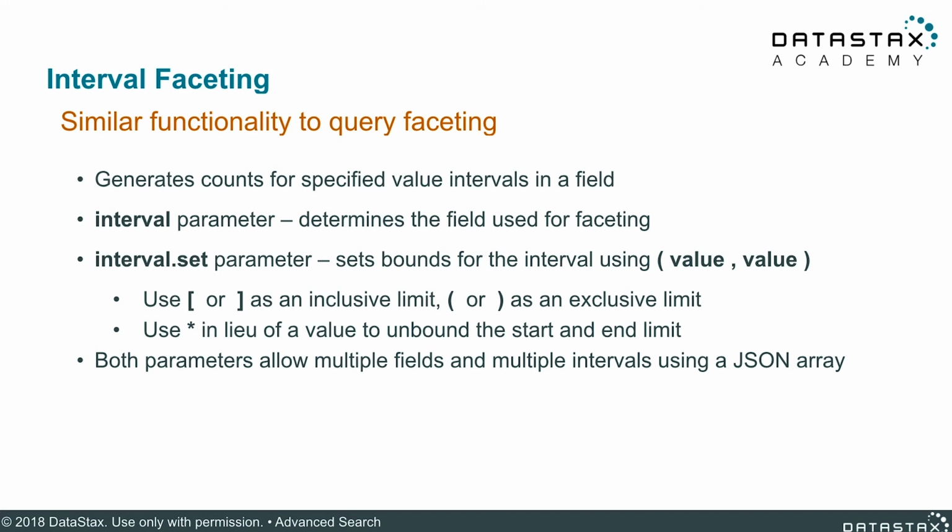Interval faceting is another way we can customize our buckets beyond the strict lines of field faceting. In interval faceting, we explicitly indicate the bounds of each of our intervals. We use Solr's range syntax to specify the lower and upper bound values: square brackets for inclusive limits, and parentheses for exclusive limits. Those can be mixed and matched. We'll see an example of that here in a second. Several fields can be specified at once, and of course, multiple intervals can be specified.